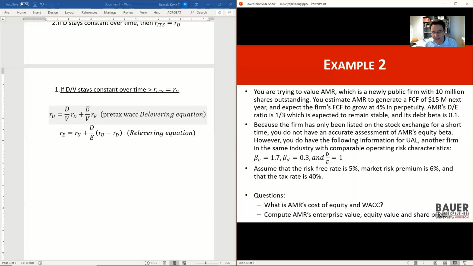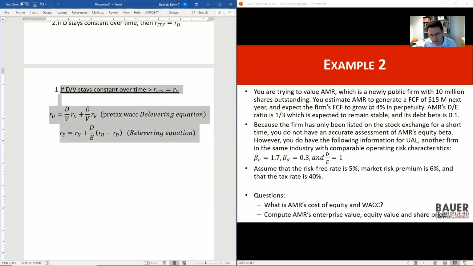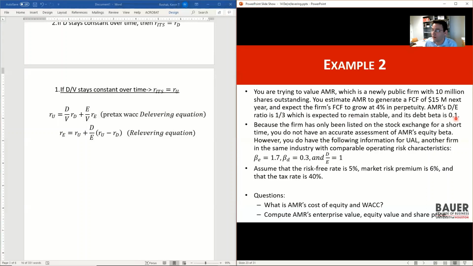So again, this is the flag. This is my signal to you. If debt to value is constant, then that means we can use these equations. You should always see that in these type of problems. So the debt to equity ratio is constant, and we have the debt beta of 0.1. Now, the problem is that the firm has only been listed for a short period of time, so we can't estimate the beta on the equity. We have to use something else. We have to use this other company, UAL. That's going to help us learn about AMR.